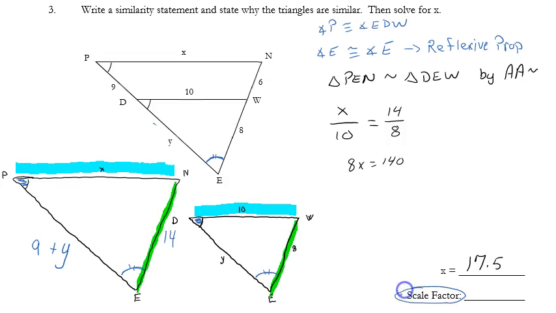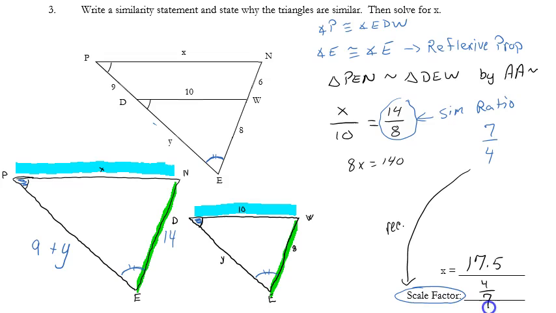For my scale factor, you already have a similarity ratio. You have to write this scale factor in the same order that you wrote your similarity statement. So my similarity ratio would be triangle PEN to triangle DEW, or in this case, 14 to 8. That's my similarity ratio, which when simplified becomes 7 over 4. My scale factor is the reciprocal of that. It is 4 over 7.